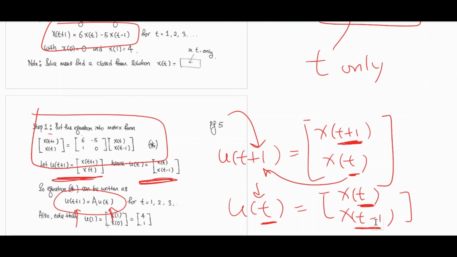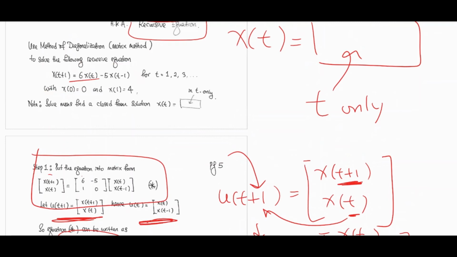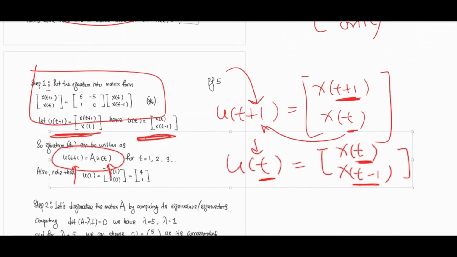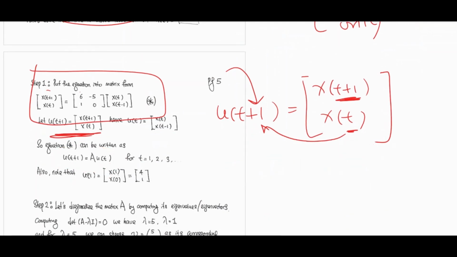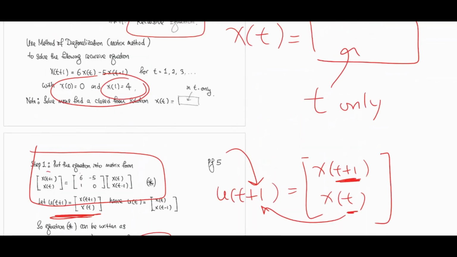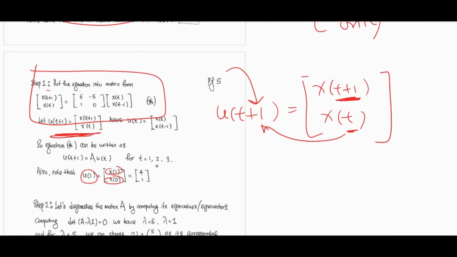And we can also encode this initial condition here. We've been told that x0 is 0 and x1 is 4. That actually will give us our vector u1. So again, if you put u1 inside here, that is going to be our x1 and x0. And we know that x1 is 4. Our x1 is 4, and there's a typo right here. Our x0 is actually 0. Okay, so we have that.